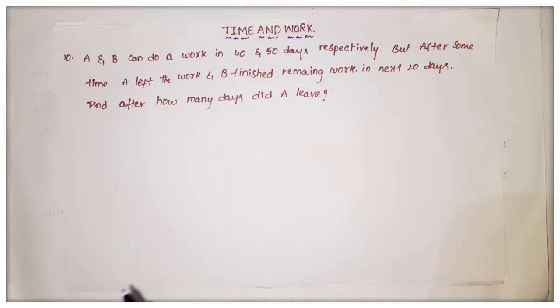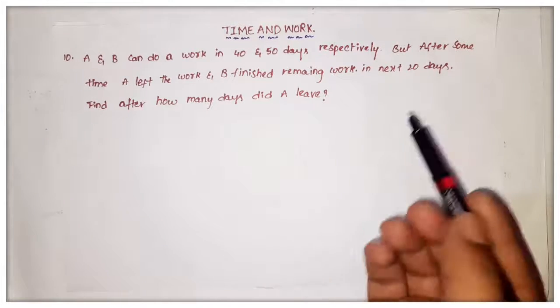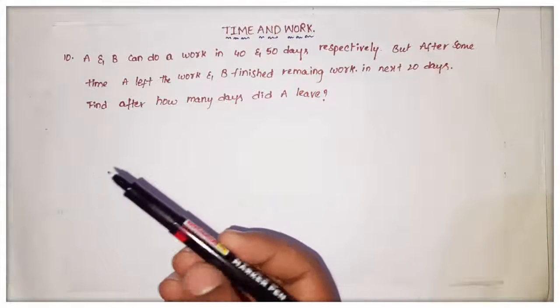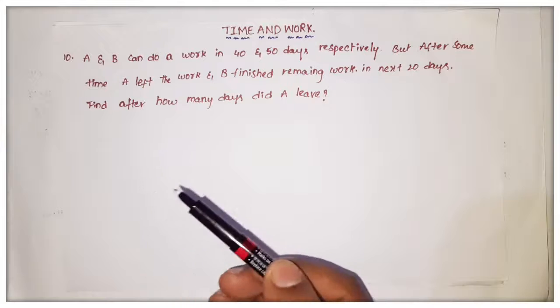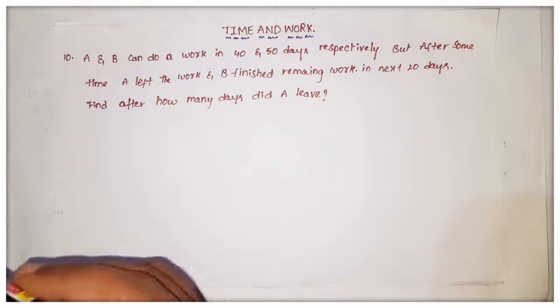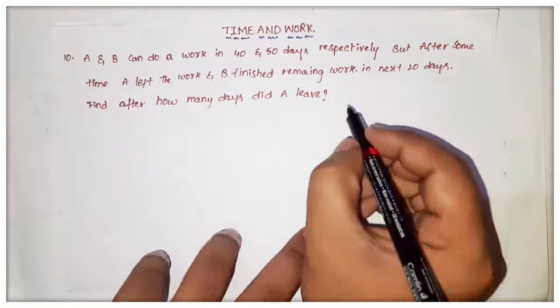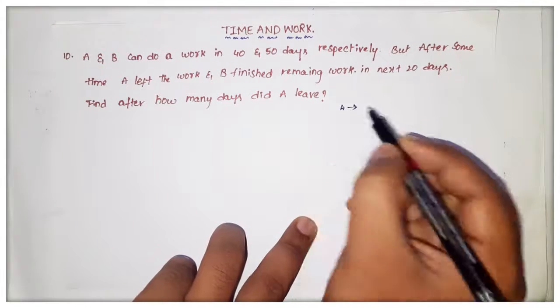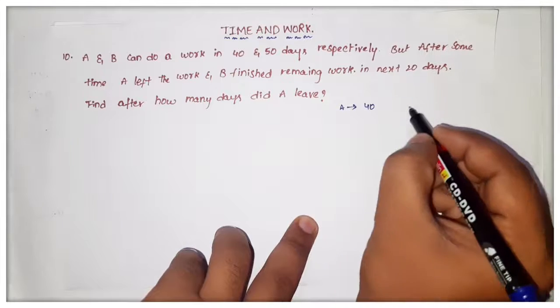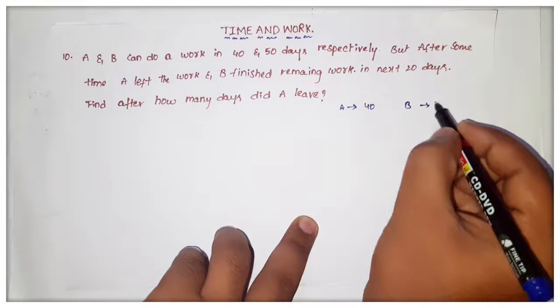A and B can do a work in 40 and 50 days respectively. Initially, they are working together, but after some time, A left the work and B finished the remaining work in the next 20 days. Find after how many days A left. So, B alone worked for 20 days and we need to find at what time A leaves the work. Okay, what is the given data? A can finish the work in 40 days. B can finish the same work in 50 days.